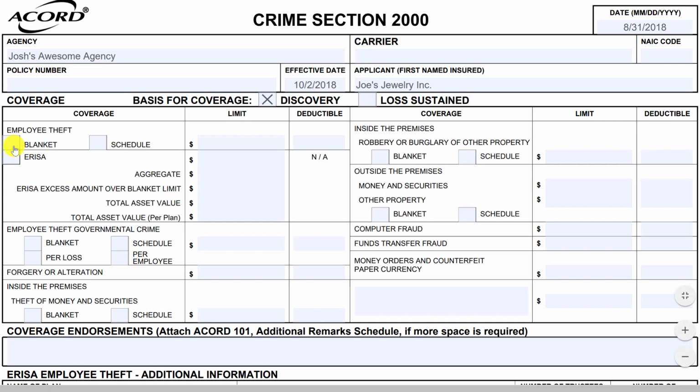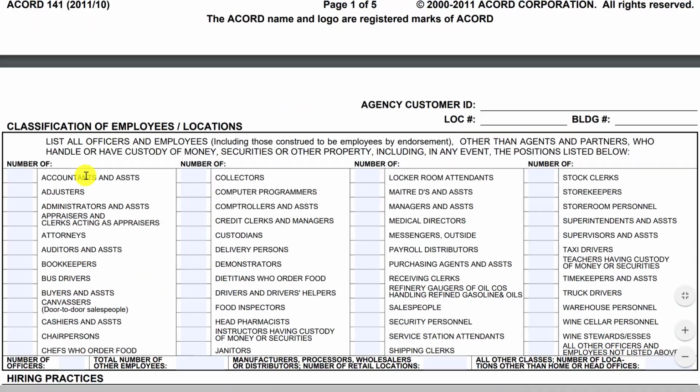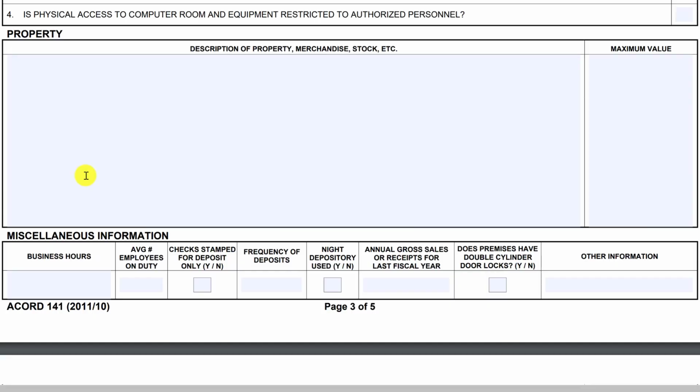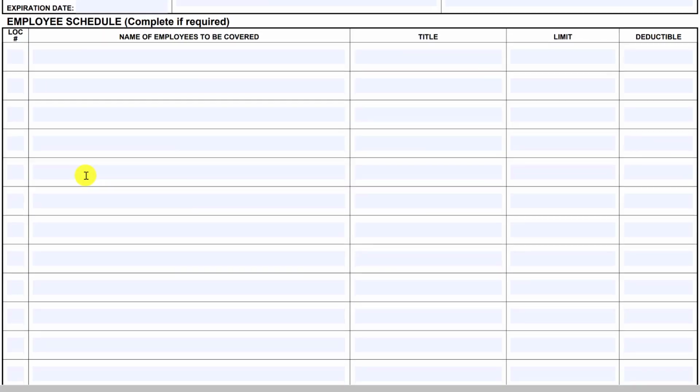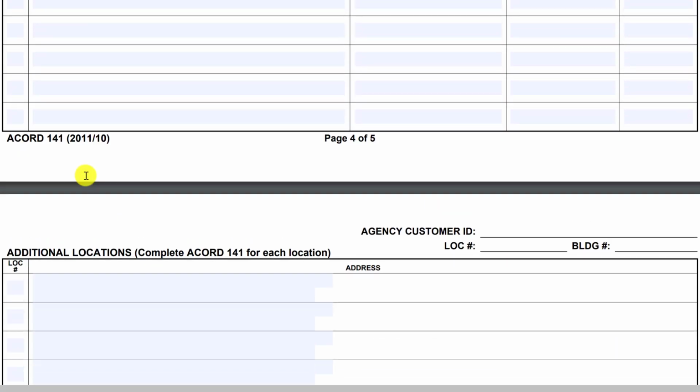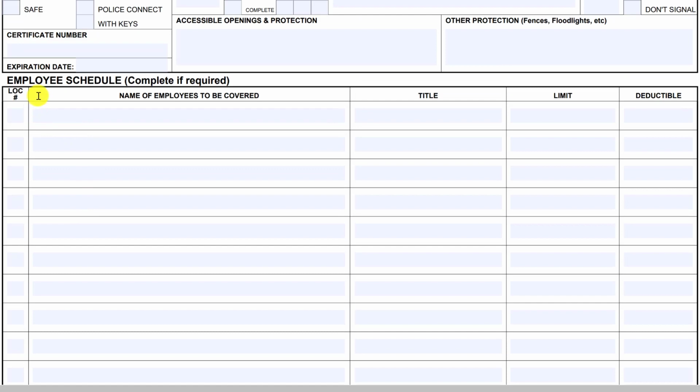If possible, blanket is the most broad and easiest, okay? When we get way down, I'm going to scroll down here. When we get down into page, what is this, page 4? By the way, this won't go as slowly as we think. There's some skipping sections here. But when we get down to 4, it's the employee's schedule. This is where you list the location, the employee title, limit, and deductible.